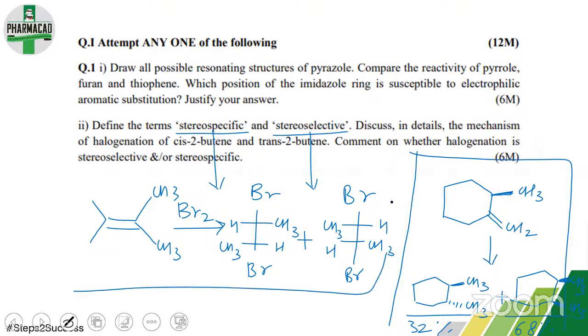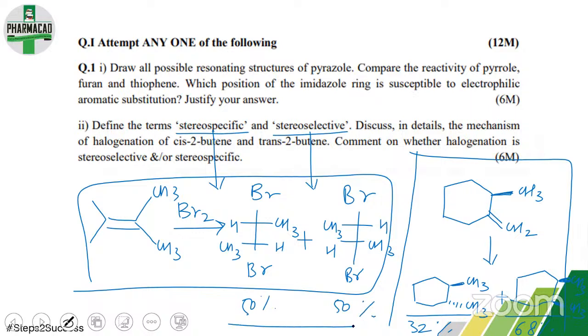But in the other case, we will get an equal mixture, 50% this and 50% this. That is nothing but the racemic mixture. So remember this thing. Whenever there is a stereospecific reaction, we will get the racemic mixture. And whenever there is a stereoselective reaction, we will not get the racemic mixture. There will be an unequal mixture.